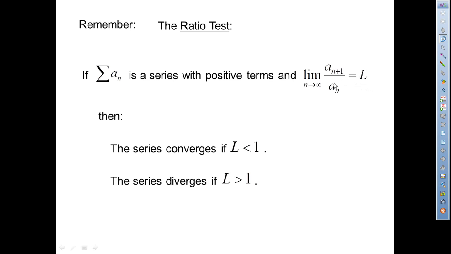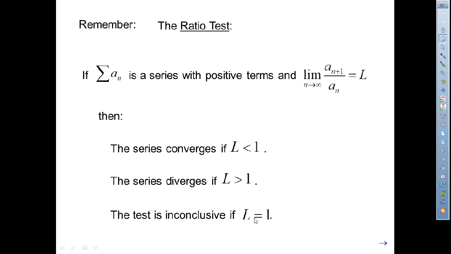It will diverge if that L is greater than 1. So the ratio of one term to the one previous to it, the limit as n approaches infinity. If that approaches a number that's less than 1, then the series will converge. If it's larger than 1, it's going to diverge. Now remember, it says here with positive terms, but you can also put in absolute values around your a sub n plus 1 over a sub n.